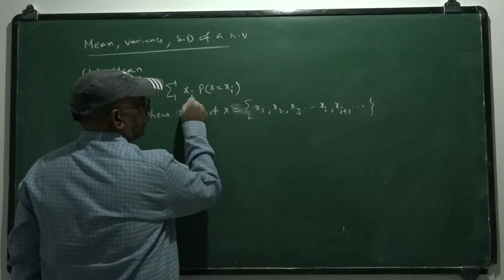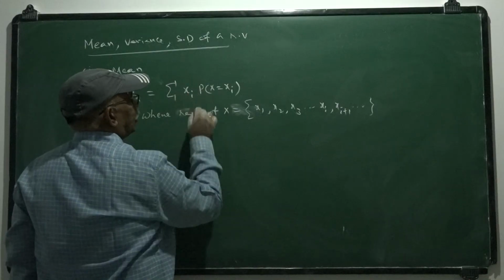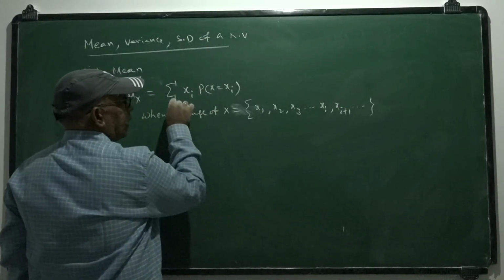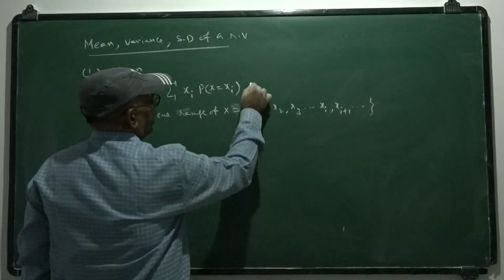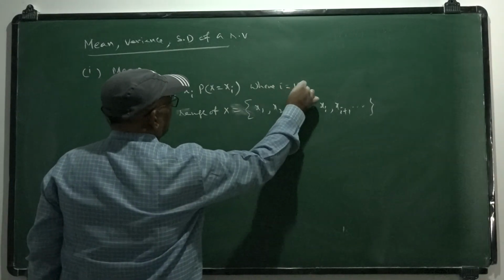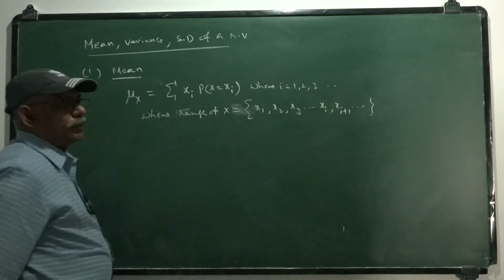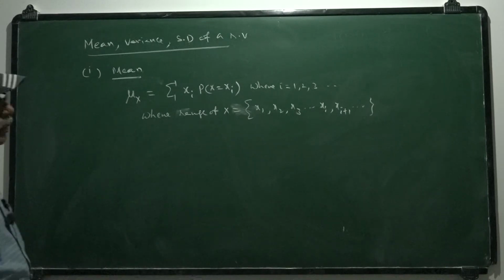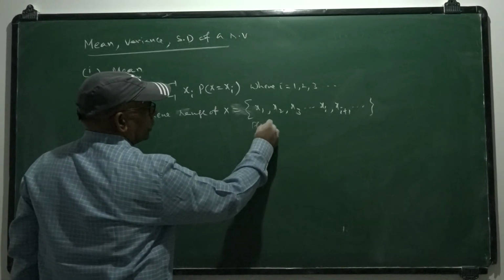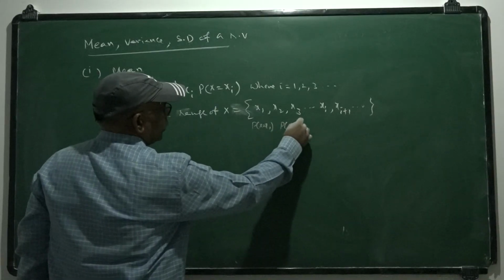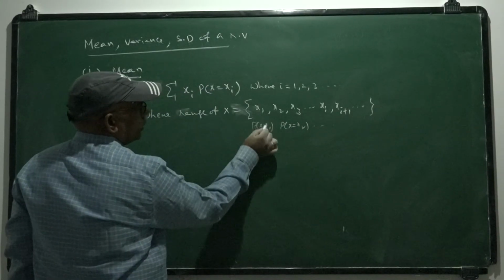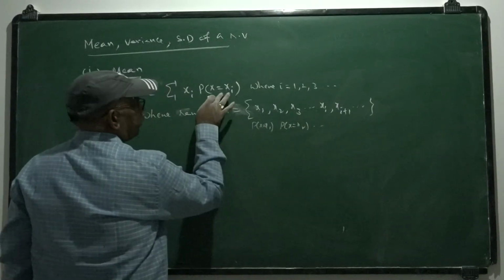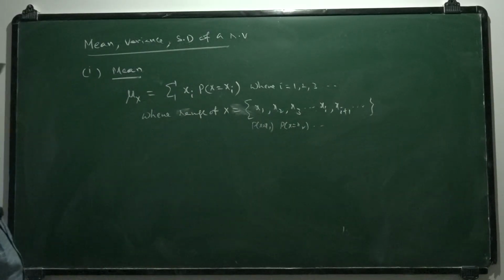Once sigma is taken, i is running from 1, 2, 3 and so on. The range values of the random variable X are x1, x2, x3 and so on up to xn, and the corresponding probabilities are probability for x equal to x1, probability for x equal to x2, like that. Taking the product of these and taking the sum, we get the mean of the random variable.